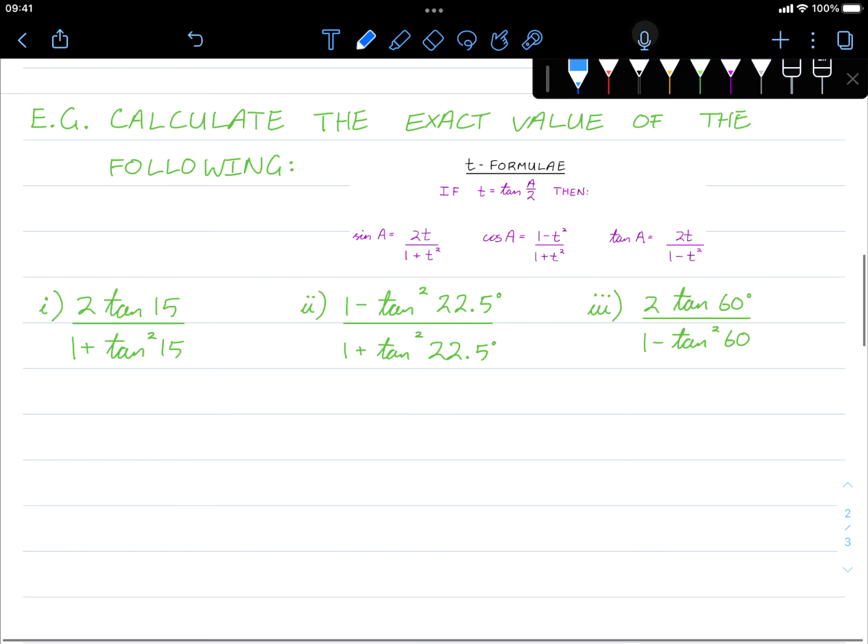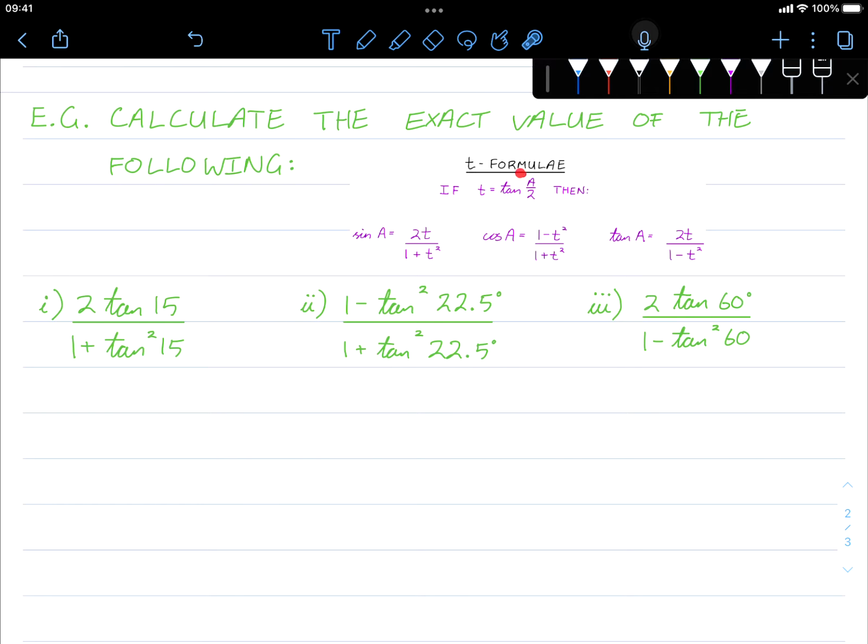For this, we need to make sure that we do it in terms of tan a. We haven't been given what expression to use, so first we need to let t equal tan a on 2. We definitely need to use that. But we now need an angle such that when we substitute a into here, we get the angle that we need.